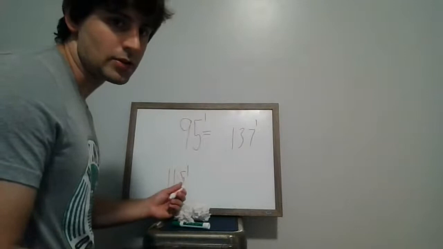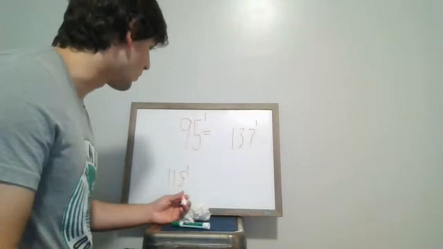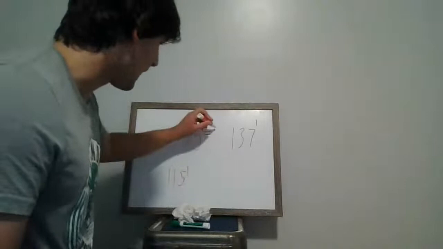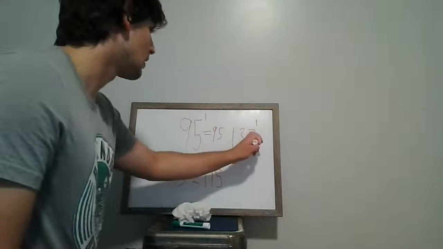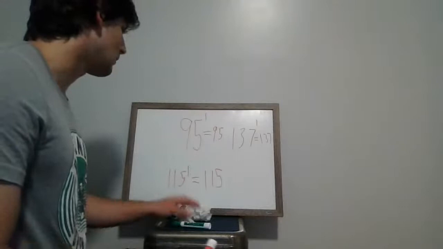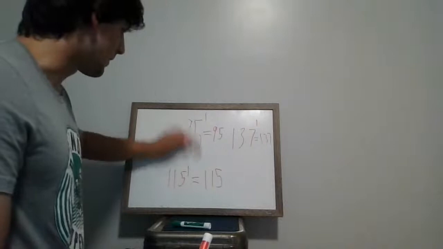Any number with the exponent of 0 is always going to equal 1. Any number to the first power is always going to equal the number itself. So 95 to the first power is going to equal 95. 115 to the first power is going to equal 115. 137 to the first power is going to equal 137. So any number to the first power, it's always going to be the number itself. Two easy things to remember there.